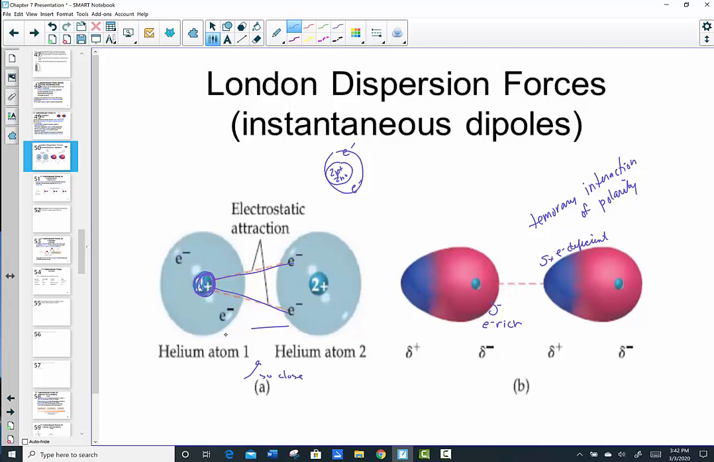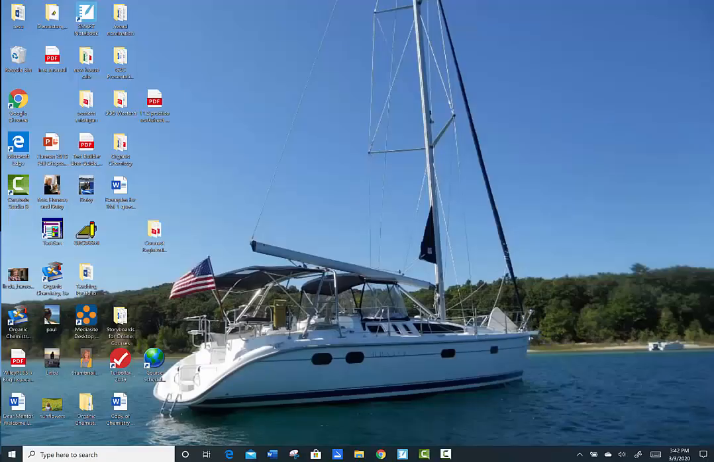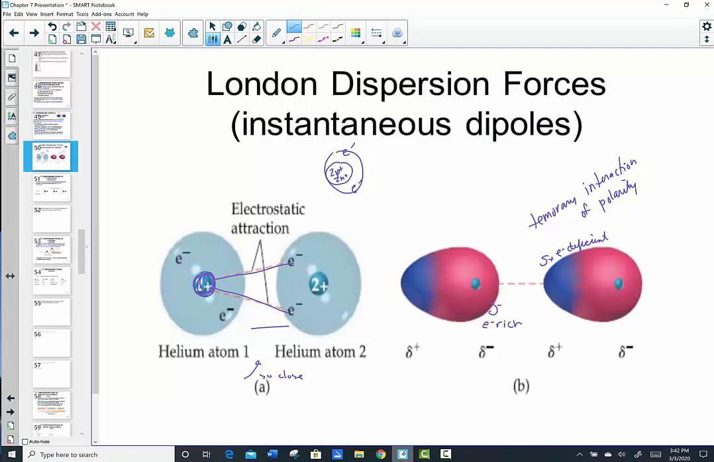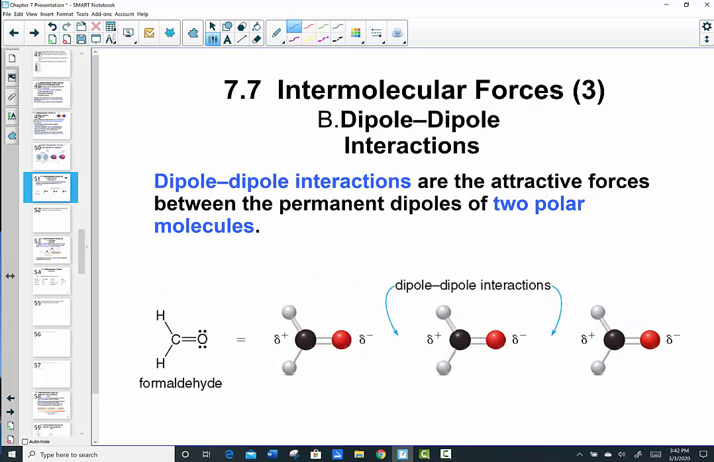That's how I want you to think about a London dispersion force. It's just a moment in time where one electron cloud is getting influenced by another atom's nucleus. The larger the molecule, the more the dispersion force sets up. So these London dispersion forces, as I lost my screen, all molecules will exhibit London dispersion forces. Now, those are the weakest.